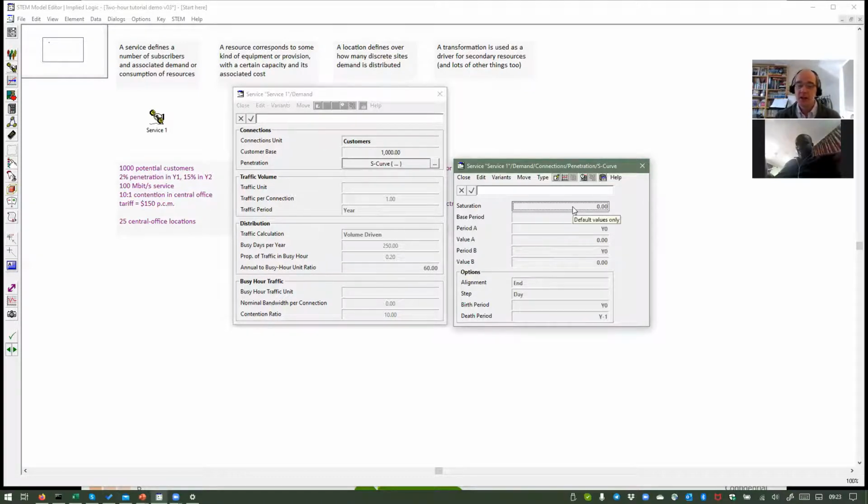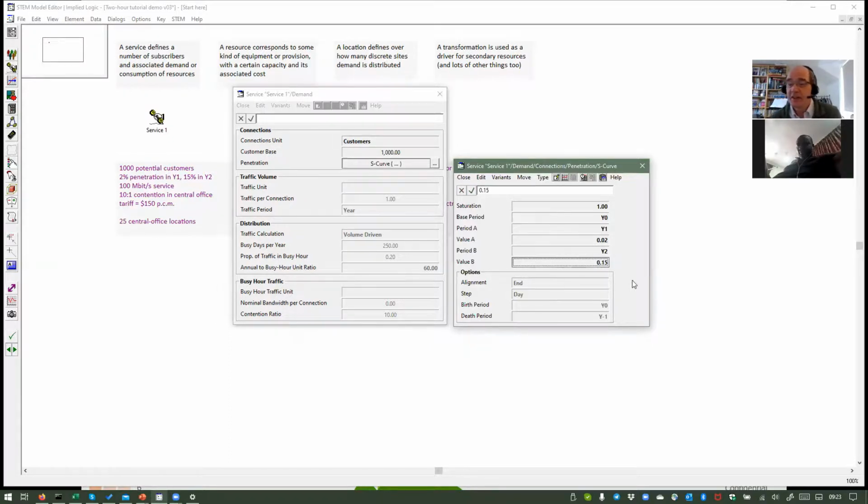I'm going to say that my saturation, meaning the long-term asymptote for the S-curve, will be 1, i.e. 100%. The base period basically means at what point in time does this tend to 0? I'll say I want it to be 0 in the beginning, at year 0, end of year 0. And then it's spelled out that in year 1, I want this to have a value of 2%, 0.02. And in year 2, I want this to have a value of 15%.